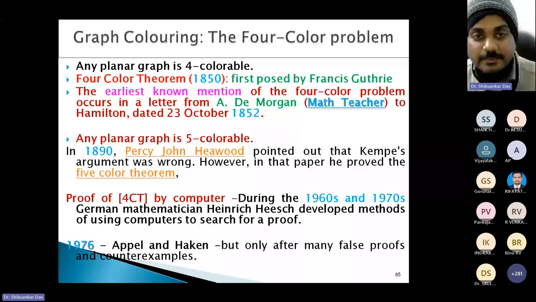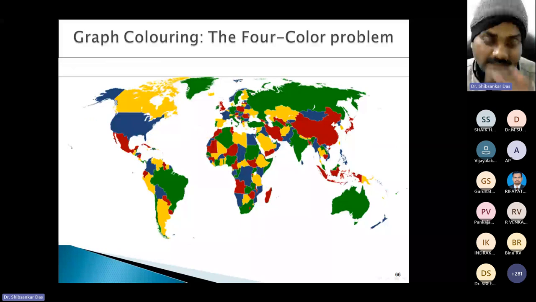This is an example in the diary. You can look at this kind of picture. This is an example of a planar graph. You can see that a maximum of four colors are used: red, blue, green, and yellow.